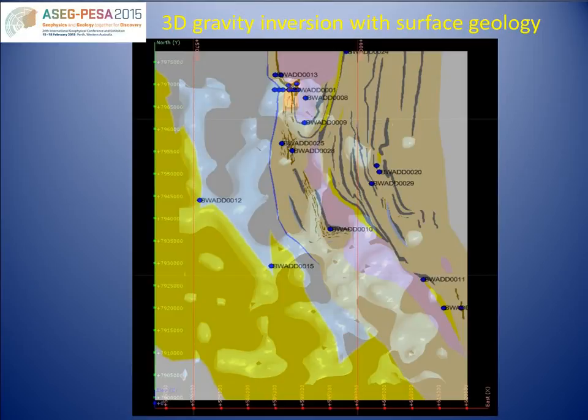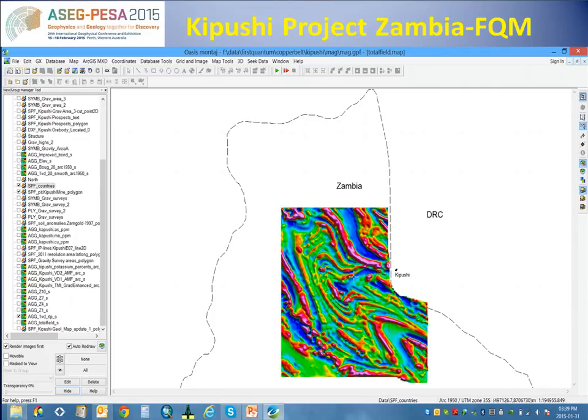Keep going. Sure. So the third example, and this will be quick, is the Kipushi project in Zambia, which is the first quantum project. What we have is a very detailed magnetic survey there in Zambia. And on the DRC side is this well-known deposit, Kipushi, which is a very high-grade zinc deposit. It's plunging steeply, and it's got a very small footprint. It's only 300 meters by 100 meters across.